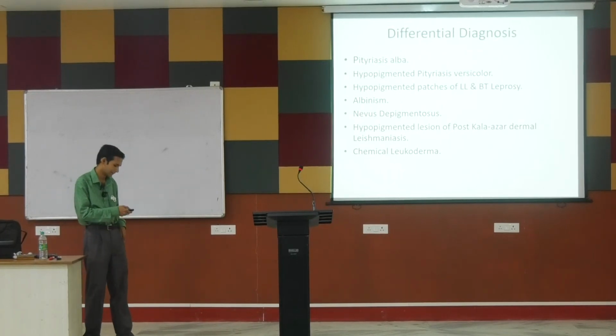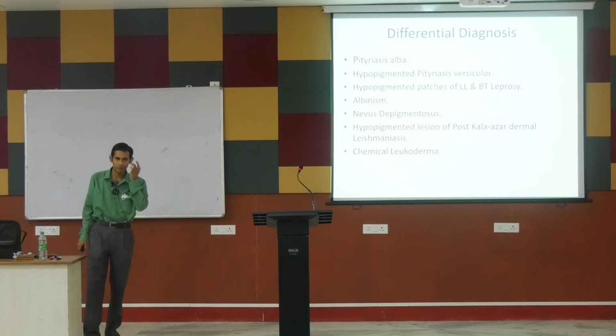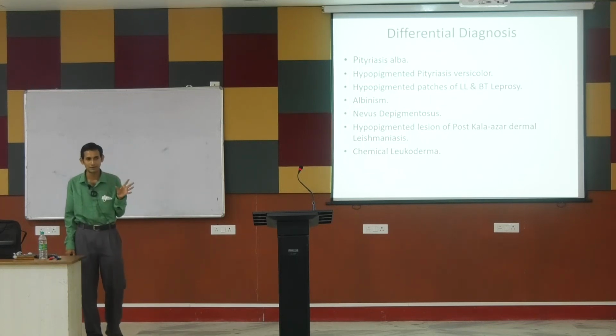Most important is pityriasis alba. What is pityriasis alba? It is a hypopigmented patch present mainly over the face. The mainly affected age group is 5 to 15 or 3 to 17 years, with mild scaling present.